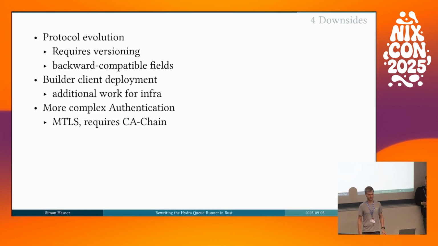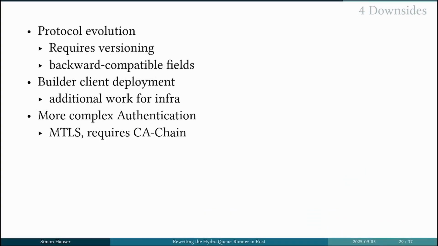Some downsides that the new implementation has are that there is some protocol evolution. This requires versioning. So if the queue runner itself changes the protocol, then all the builders need to be updated at the same time. Otherwise, they can't speak the same protocol. And protobuf messages can be lost. So this requires, in the future, backwards compatibility fields and versioning, stuff like this, to make it easier. Also, the new queue runner has this second binary, the builder client, which increases deployment effort for the infra team and stuff like this, but this was evaluated.